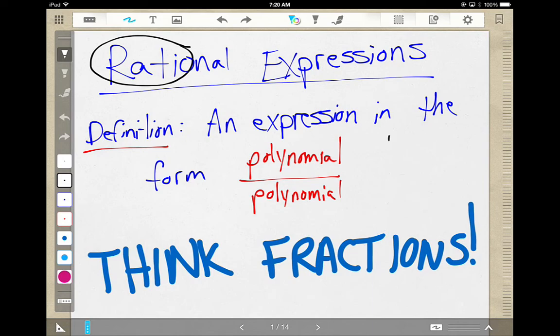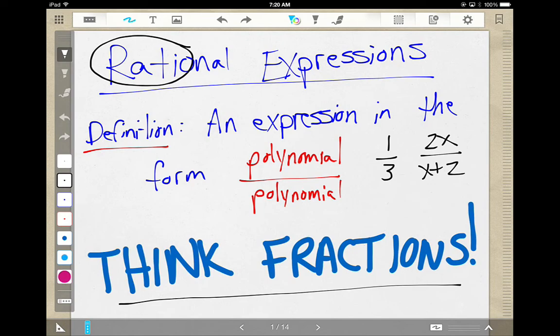For example, 1 over 3, that's a rational expression. You could think of it as 2x over x plus 2. That's a rational expression because it's written as a ratio. So the main thing you need to remember in this entire chapter and all the examples is think fractions. Everything we're going to do is going to be about fractions.